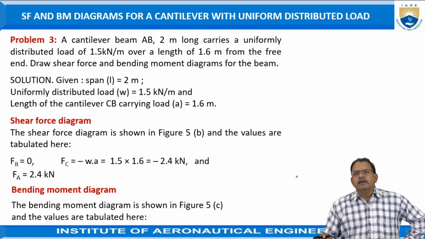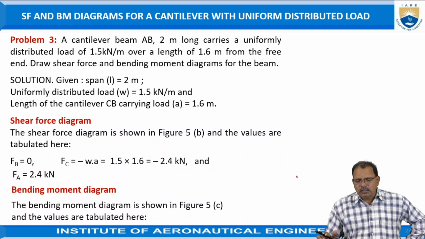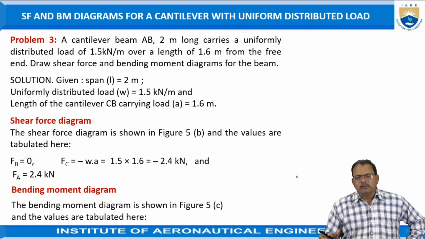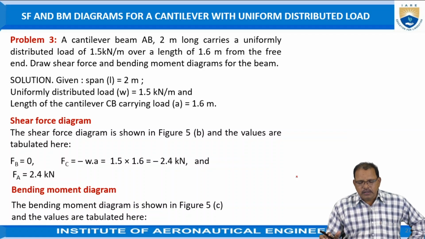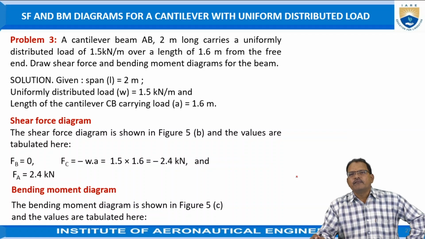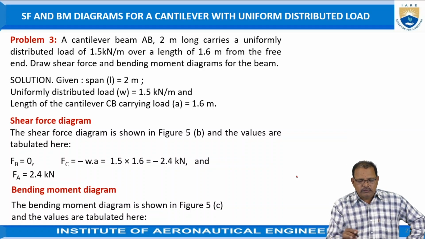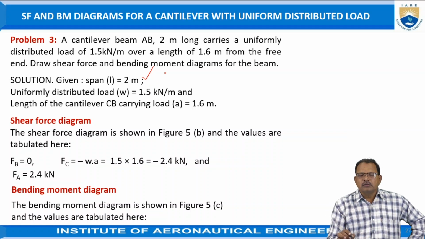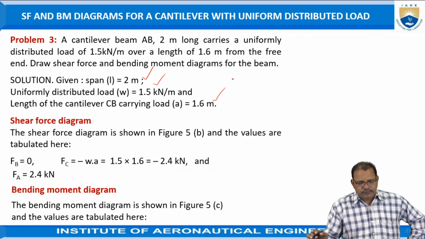A cantilever beam AB 2 meters long carries a uniformly distributed load of 1.5 kilonewton per meter over a length of 1.6 meters from the free end. Draw the shear force and bending moment diagram for the beam now. Here the given data is a cantilever beam AB 2 meters long, that is, the length of the beam is equal to 2 meters. Uniformly distributed load of 1.5 kilonewtons over a length of 1.6 meters. That is, UDL is equal to 1.5 kilonewtons and the carrying length is equal to 1.6 now.